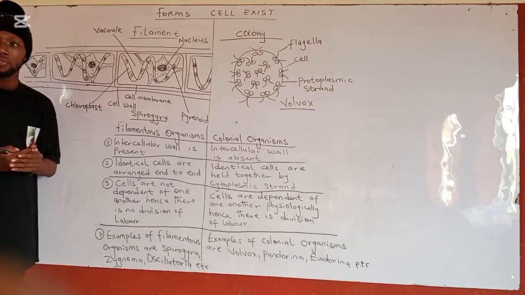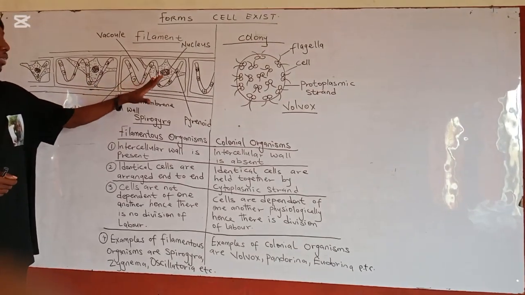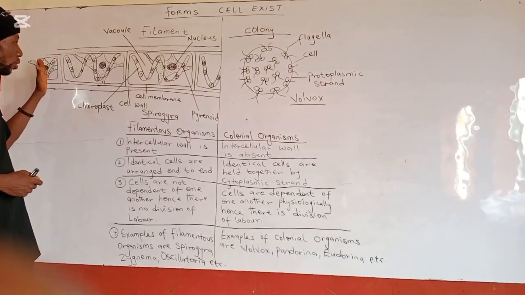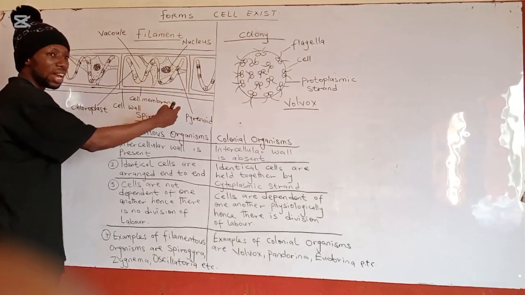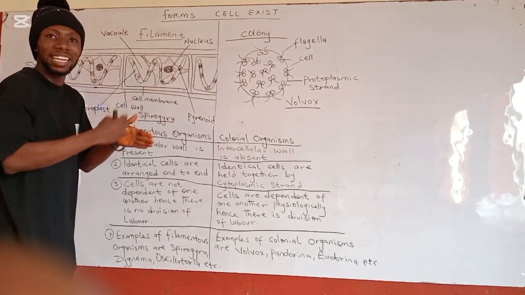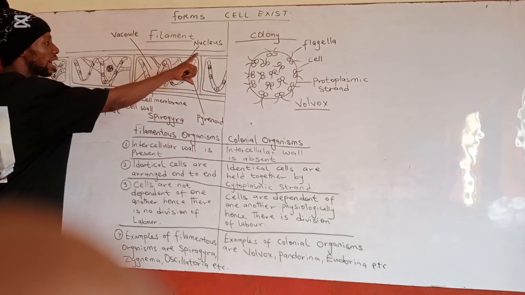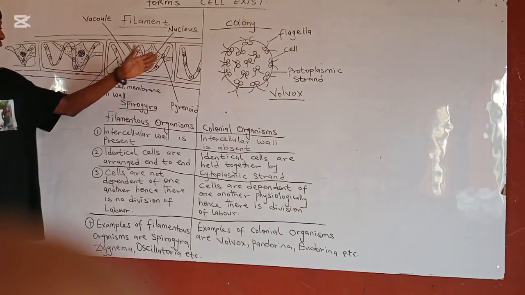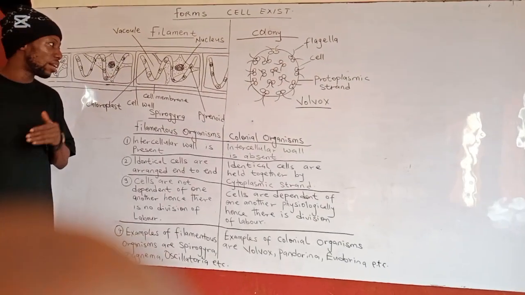Then here we have Spirogyra, as we see at this side of the board. The Spirogyra, as you see, are arranged end to end. It continues as other cells, and here we have intercellular wall that separates these cells. The cells are independent of one another. It's just that they are held together, arranged end to end. And when cells are arranged end to end, as you can see on the whiteboard, you can now say that the cells exist as filaments.